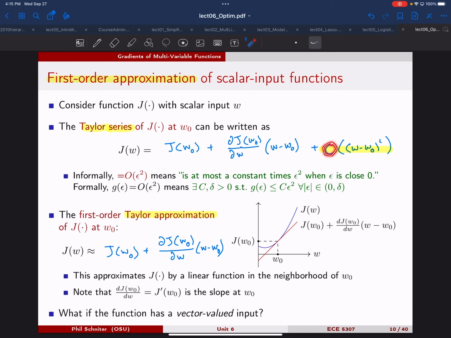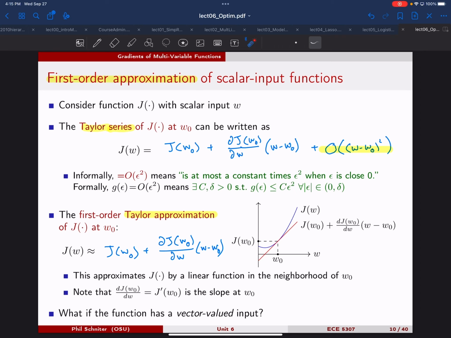The meaning of the big O is that all the terms collected together here are at most a constant times the deviation squared, when that deviation is close to 0. It's just a way of collecting all that complicated stuff and saying we don't really care about the details. We just care that the absolute size or behavior of this is no worse than quadratic around the reference point. Okay, so that's an important concept.